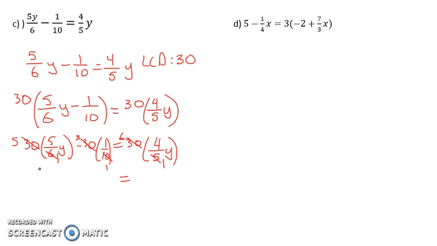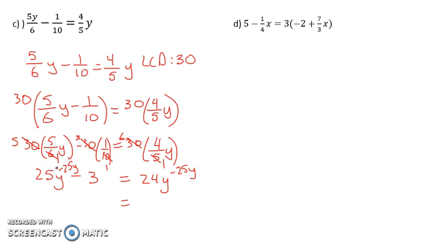So 5 times 5 just gives me 25y. 3 times 1 gives me negative 3. And then 6 times 4 gives me 24y. So now I want to collect like terms. This is one of those cases where I'm actually going to bring the y to the right side because I already have the non-y terms on the left side.